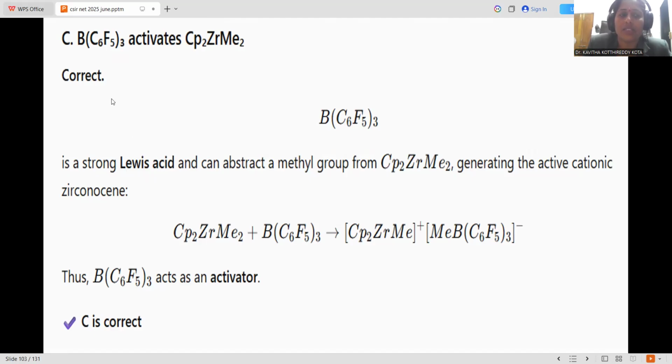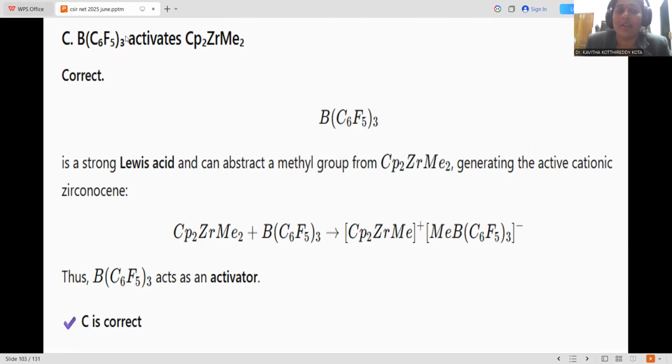A strong Lewis acid, obviously we are aware about this one. Trialkyl boranes are said to be Lewis acids. How can we explain that one? There are 3 covalent bonds around the boron, and still there is a shortage of 2 electrons, so there is a vacant orbital to accept electrons from bases. That's the reason why there is a provision to accept electrons, which indicates the Lewis acidic nature of this trialkyl borane, and it has the tendency to abstract the methyl group.